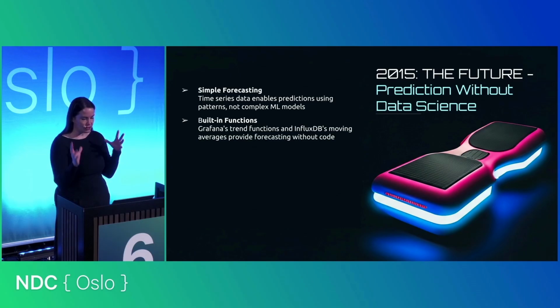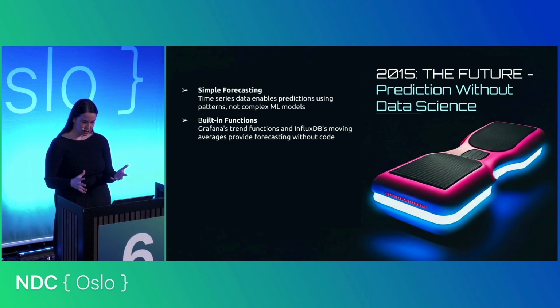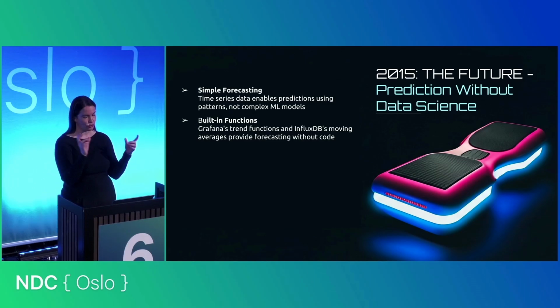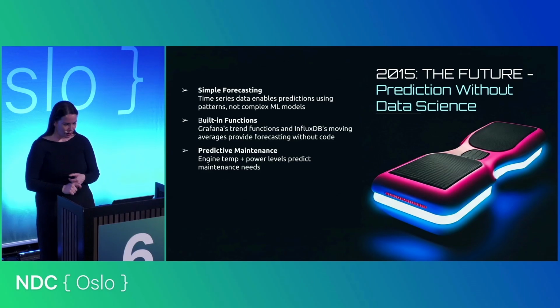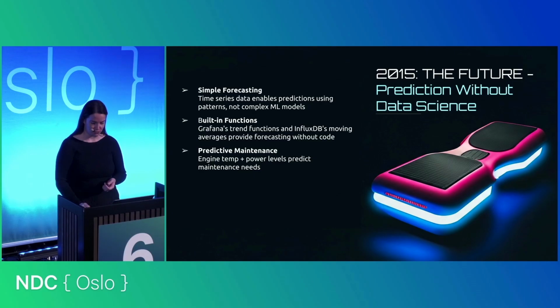Grafana uses built-in functions like trend or predict linear that can visualize future values based on recent data points. And Influx also provides moving average calculations that smooth out the data and reveal directional trends. For predictive maintenance, we can correlate engine temperature and power level patterns. When we see a specific combination trending upward, we can predict potential issues before they cause breakdowns.